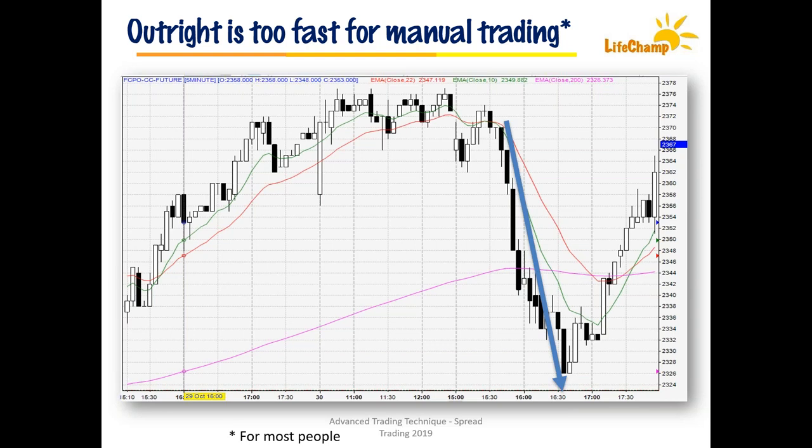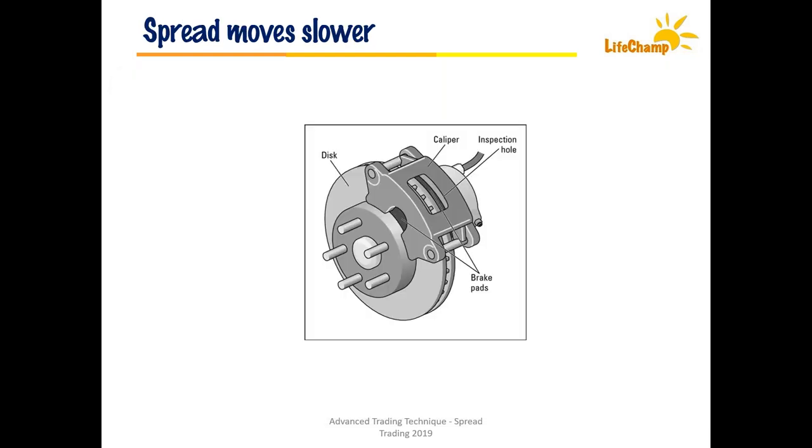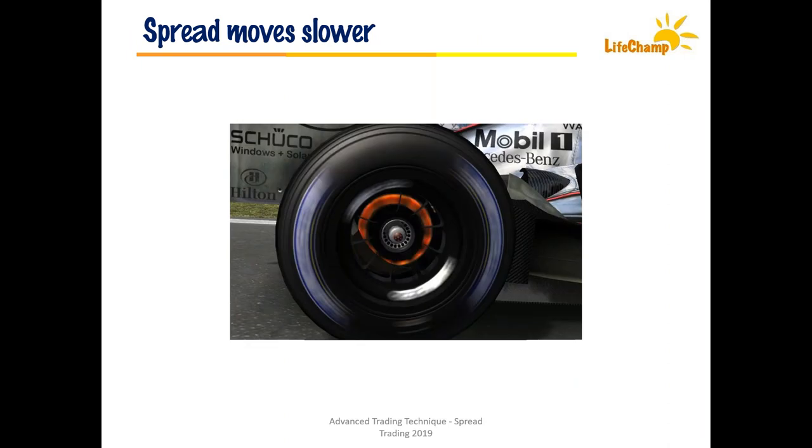So the speed is not necessary, my friend. And volatility sometimes is not necessary, it's not in my favor. That's why outright is too fast for mainstream trading. So how do we reduce the speed of an outright direction? You apply a brake. What is a brake? The brake works by pulling in the opposite direction.